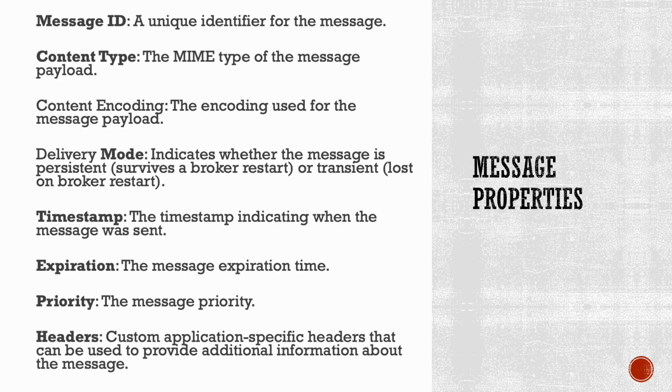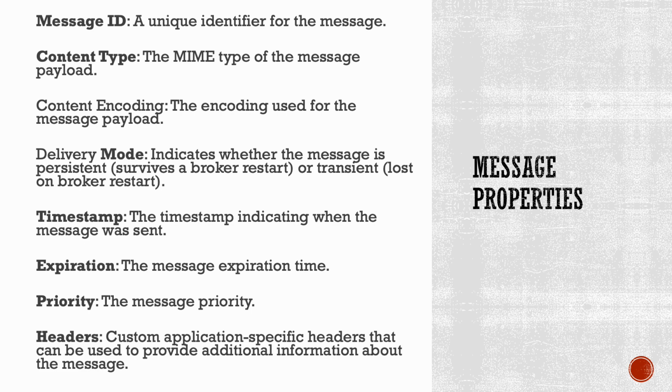Timestamp. The timestamp property represents the time at which the message was sent by the publisher. It provides a reference point for tracking the age of the message or determining its freshness. The timestamp can be useful for monitoring message latency, performing time-based processing, or implementing various time-related business logic.